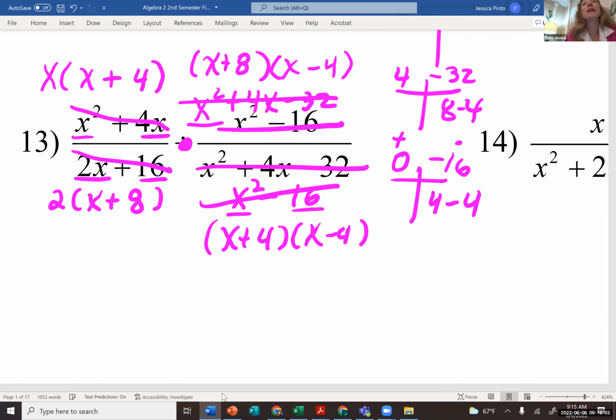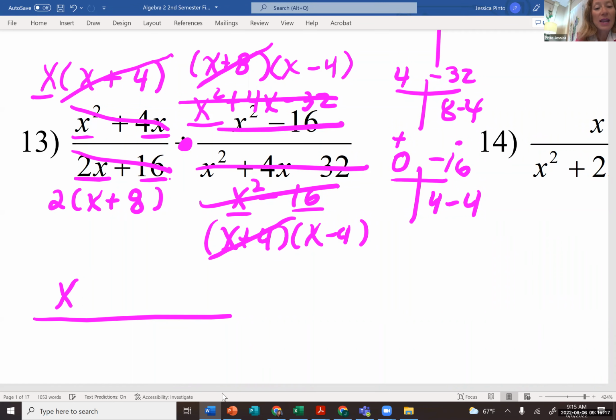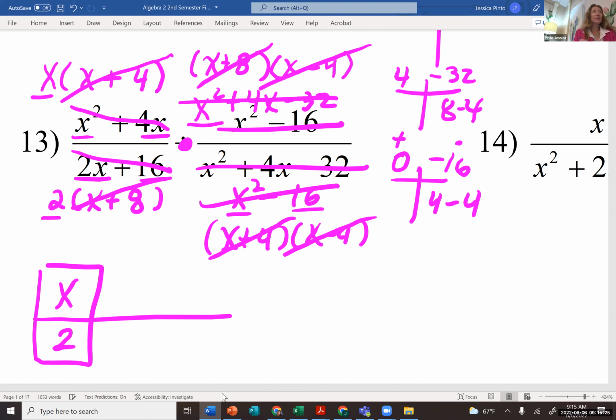So you see that I began by factoring all 4 parts. Now we're going to look for our cancellations. So the x does not cancel. It stays in the final answer. The x plus 4 does cancel. Moving right along, the x plus 8 cancels. Next, the x minus 4 cancels, and all that's left in the denominator is 2. So my final answer is just x divided by 2. I had left extra space there that I didn't end up using.